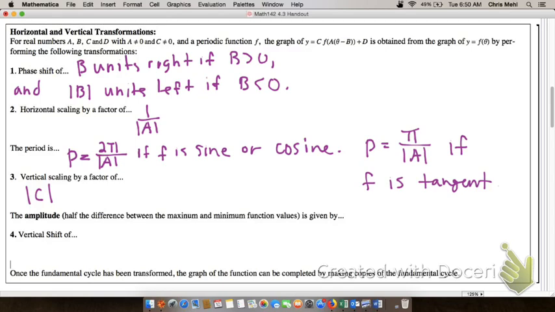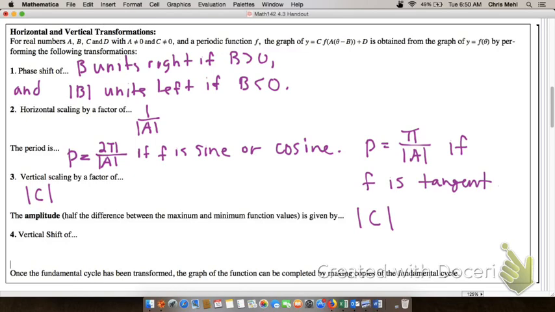Now, there's something called the amplitude of a trigonometric function, specifically sine and cosine. If you look at the graphs of sine and cosine, half the distance between the maximum and minimum values is positive 1. The middle value would be 0, the theta axis, and the distance from that to the max or min value is positive 1, and the amplitude, half the distance between the minimum and maximum function values, is also given by the absolute value of c.